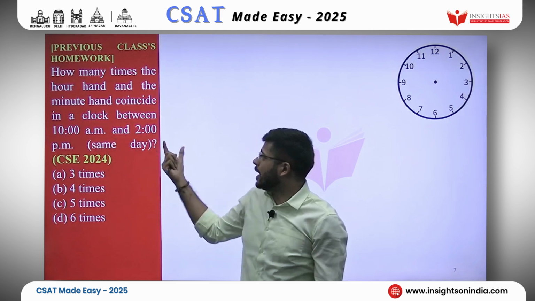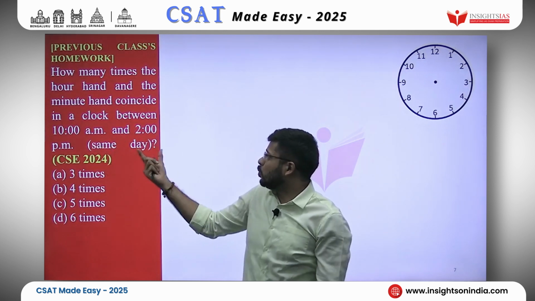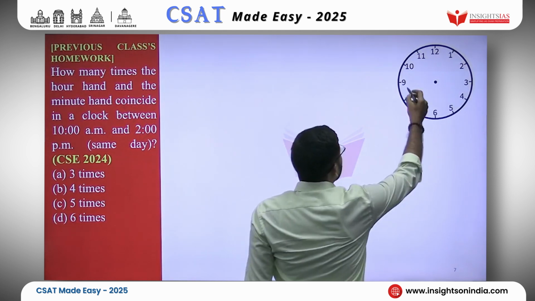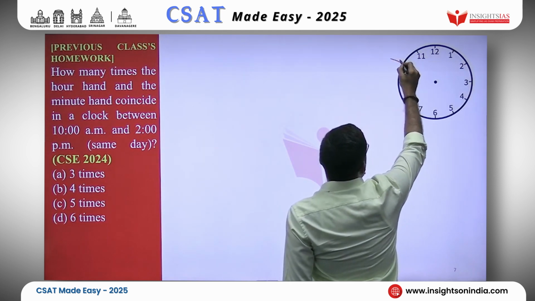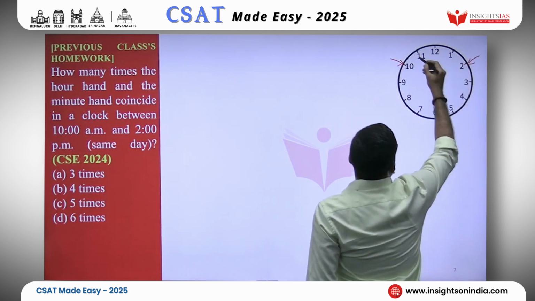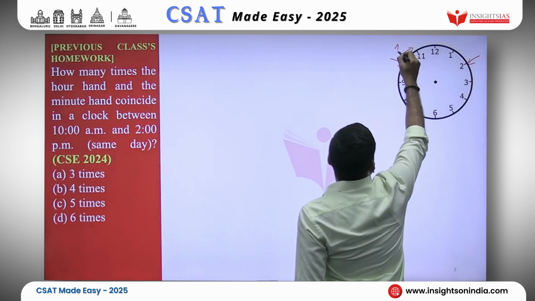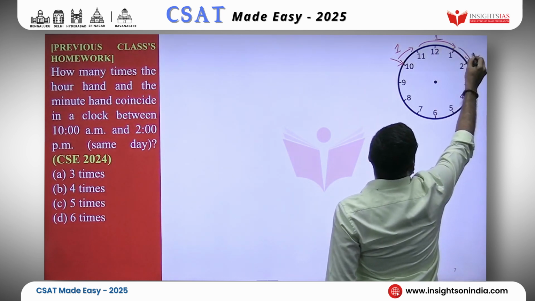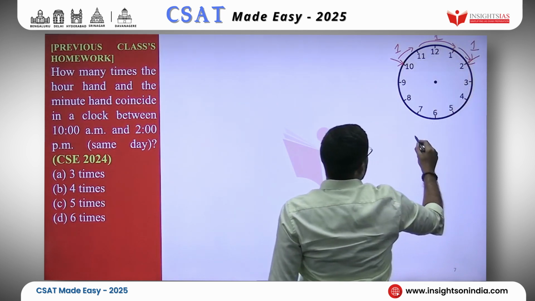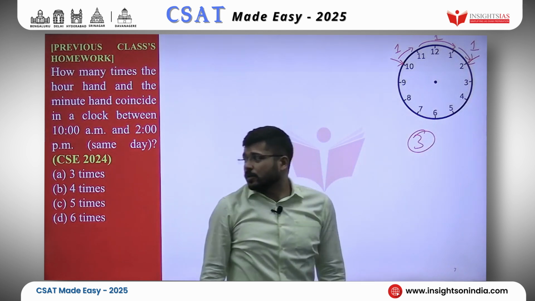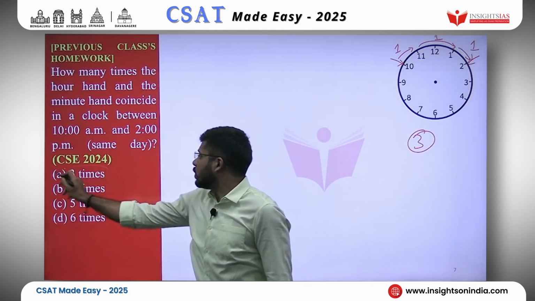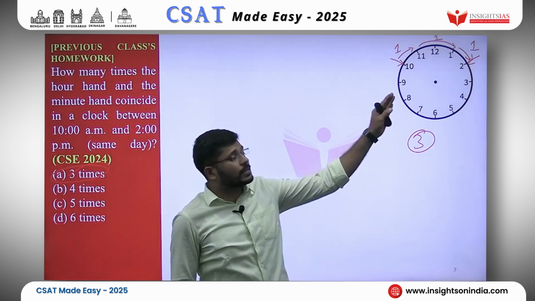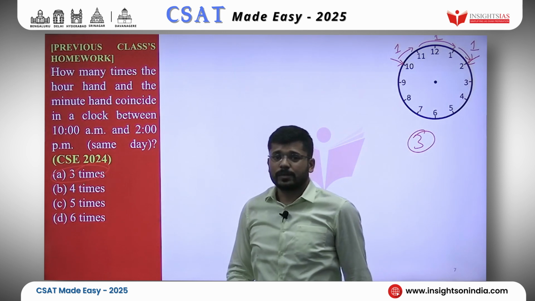So between 10 a.m. and 2 p.m., how many times do the hour hand and the minute hand coincide? This is the starting point, right? And this is the ending point. From here to here, one time, and from here to here, only one time, and here to here, one time. So 1 plus 1 plus 1, that would be 3 times. So what would your answer be? Your answer would be 3 times, option A. The answer is not 4 times, it is 3 times.